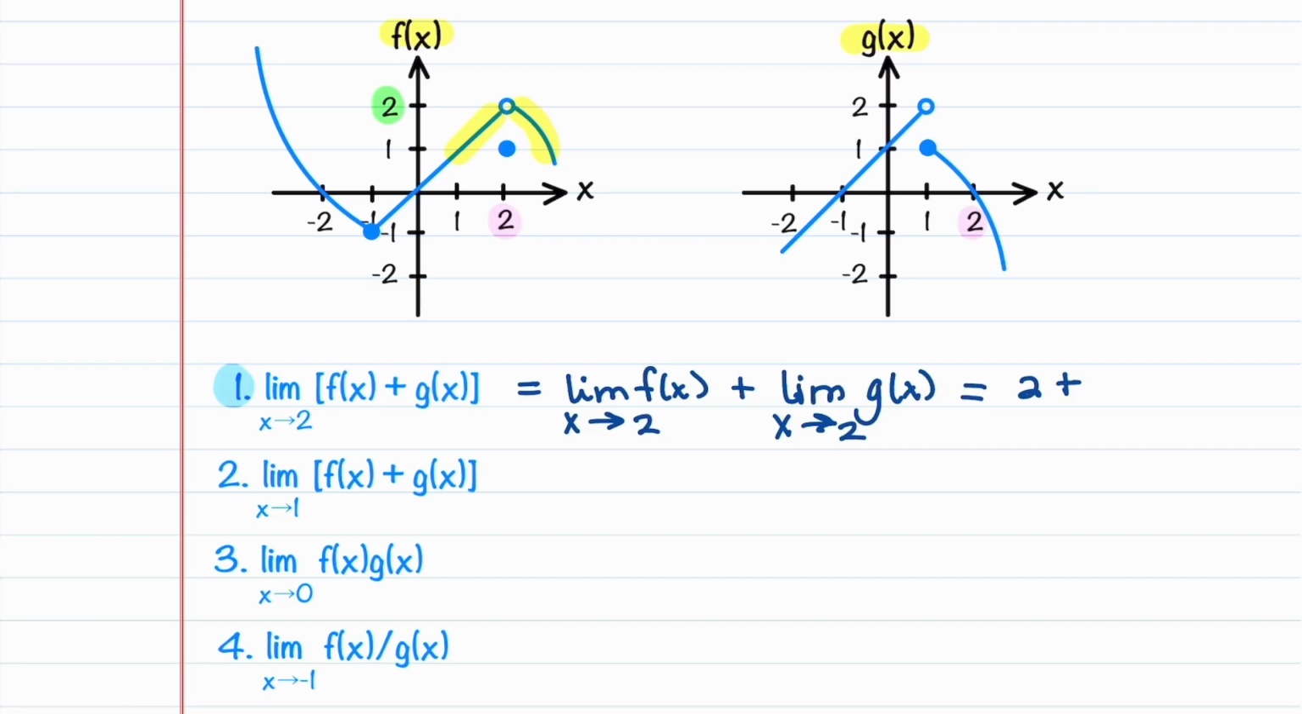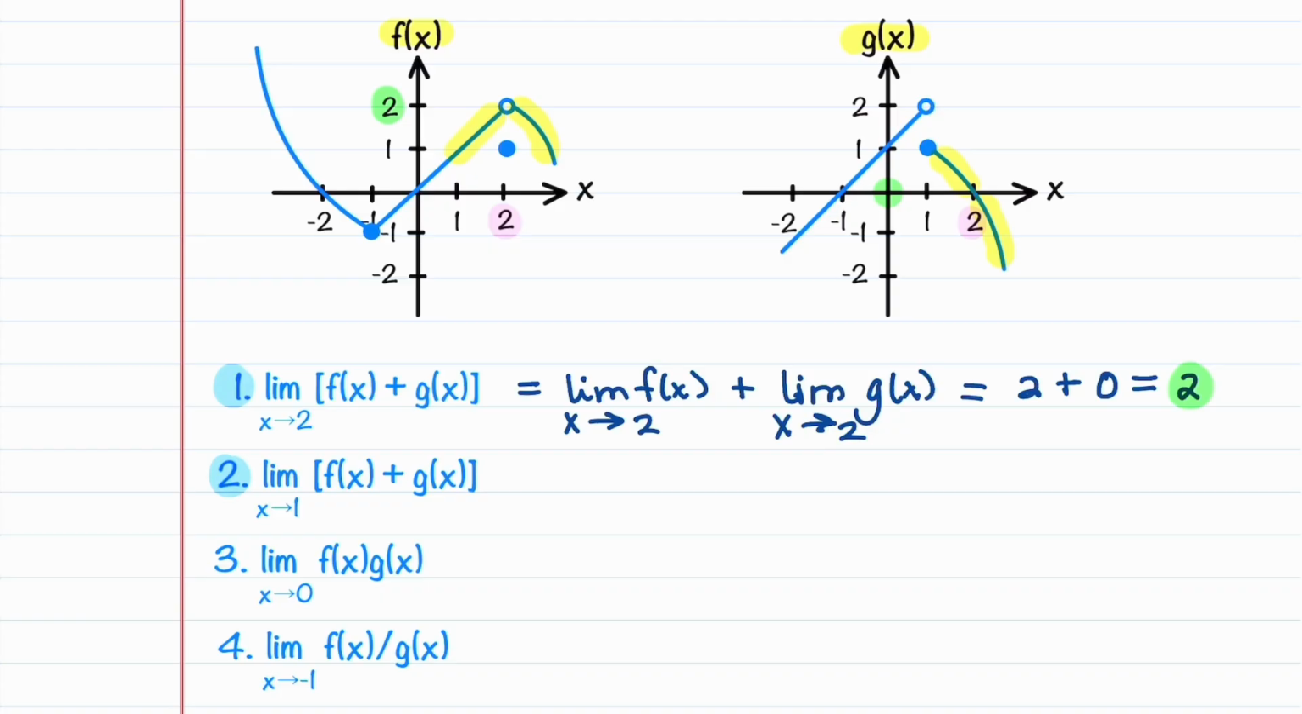Now let's do the same thing for our graph on the right. We are going to be approaching 2 from the left and from the right. And you can see that we get to the value of 0. So we're going to add 0 to this, and then our answer is equal to 2.